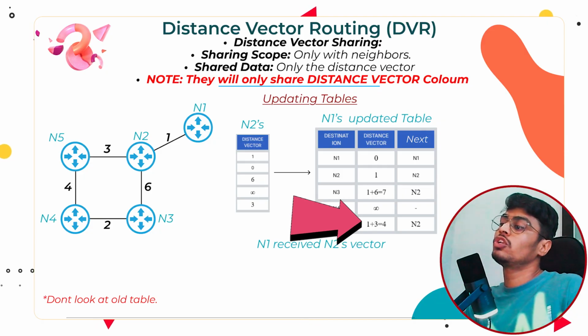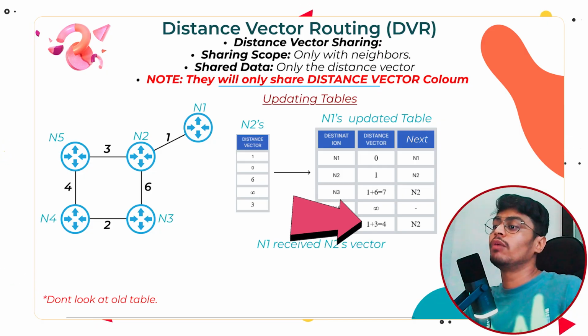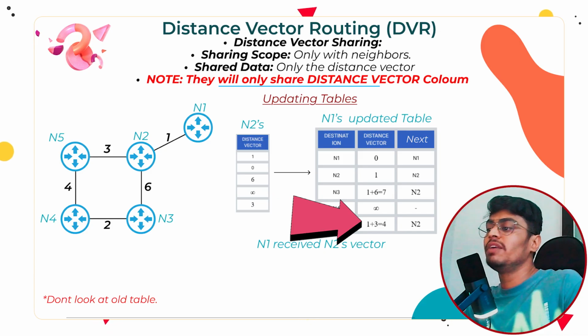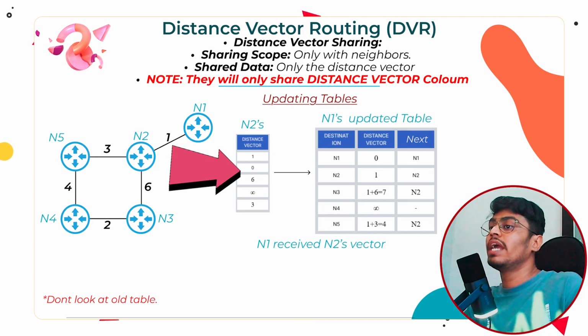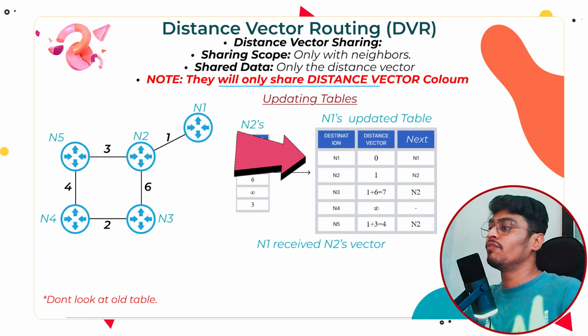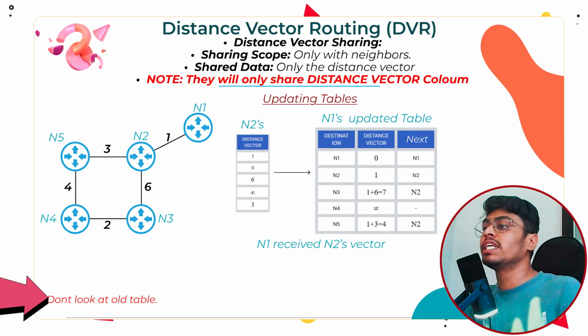Okay, from n1 to n5, what do we have to do? We have to go n1 to n2, then n2 to n5. So what is the cost of n1 to n2? This will be 1. And what is the cost of n2 to n5? This will be 3. Total distance becomes 4. n1 to n5 distance is 4, and next hop is n2. We have used our new distance vector, n2's distance vector, which n2 has shared with its neighbor. So this is the updated routing table of n1. The key principle is that the old routing table is never used.